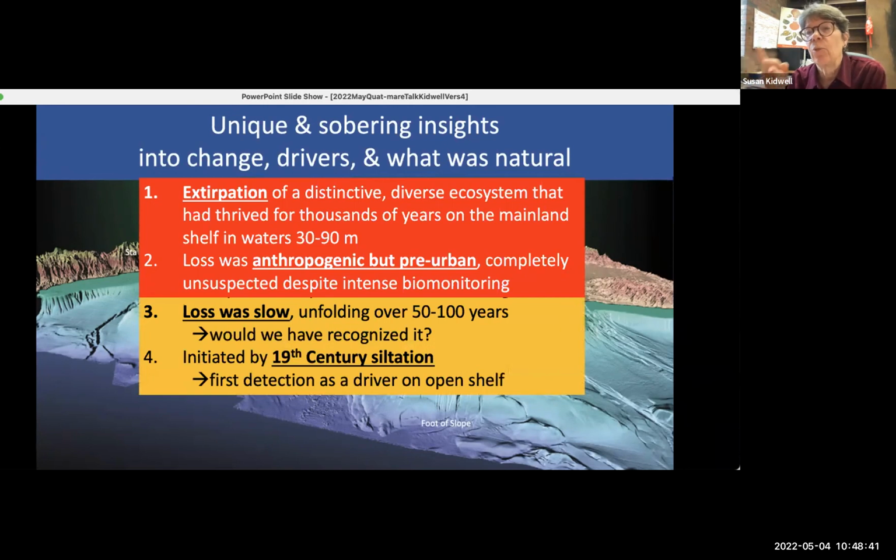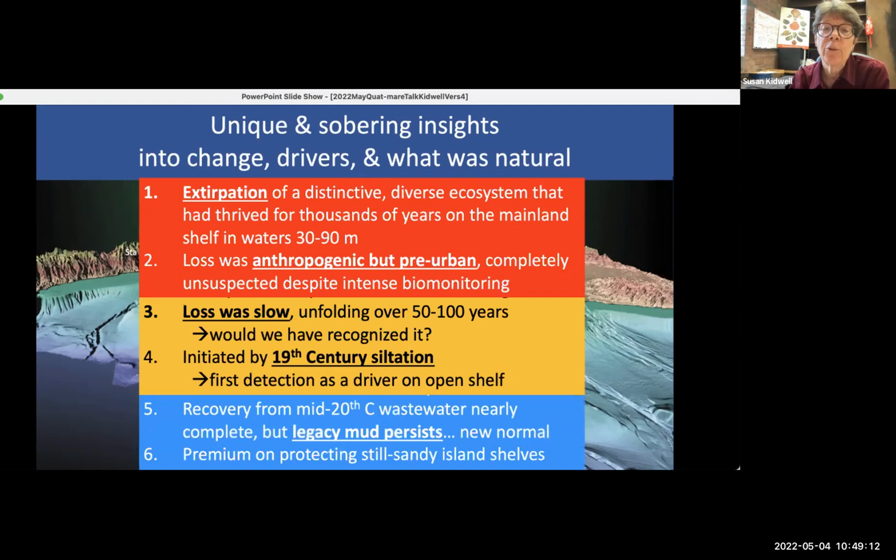This loss was slow. It unfolded over 50 to 100 years. And so it's very sobering to think, if it were going on today, would we recognize it? It was initiated by solid sediment. And this is the first detection of solid sediment as a driver of ecosystem change on the open shelf, not coastal sinks, not lakes, on the open continental shelf. And some workers have found a similar situation now on the North Sea, driven by medieval land use change. And finally, the recovery from the 20th century wastewater, we can tell them also that that's complete, but that the legacy mud is going to persist and is the new normal, placing a real premium on protecting these still sandy island shelves offshore.